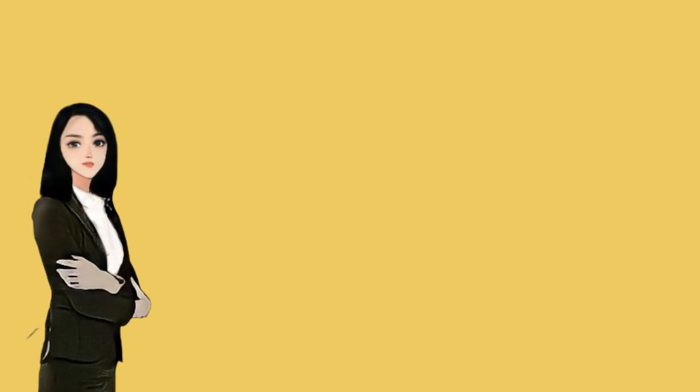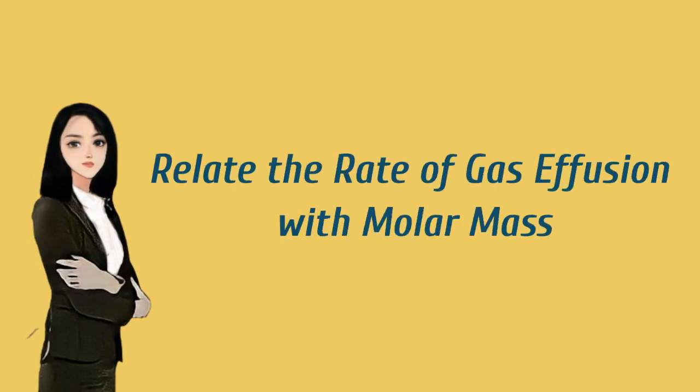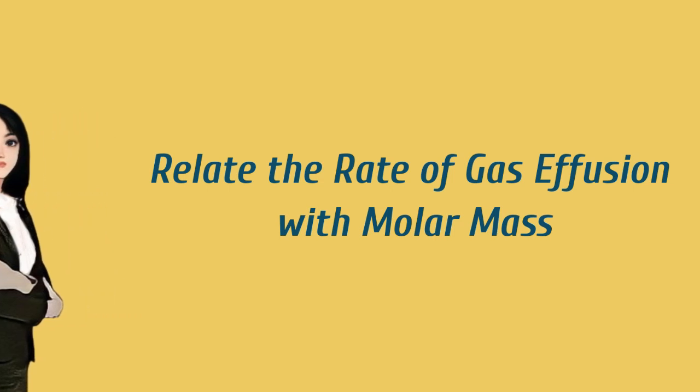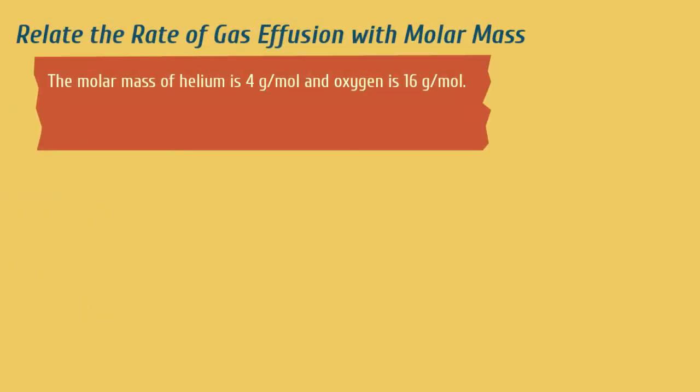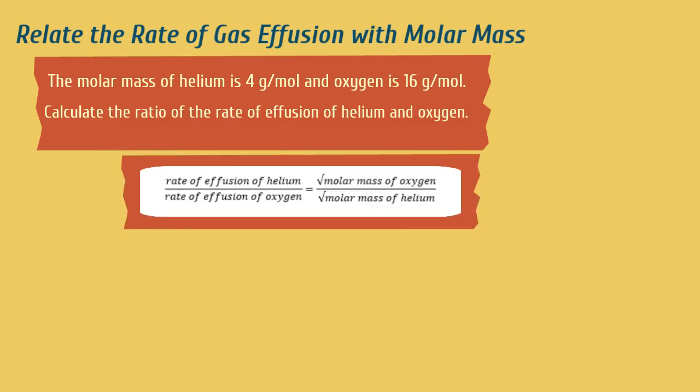To demonstrate the rate of effusion and its relation to molar mass, we have prepared a sample problem for you, Mr. Fredrickson. For example, it states that if the molar mass of helium is 4 grams per mole and oxygen is 16 grams per mole, calculate the ratio of the rate of effusion of helium and oxygen. From Graham's law, we can produce this equation. Rate of effusion of helium over the rate of effusion of oxygen is equal to the square root of the molar mass of oxygen over the square root of the molar mass of helium.